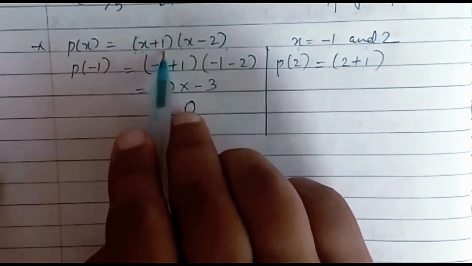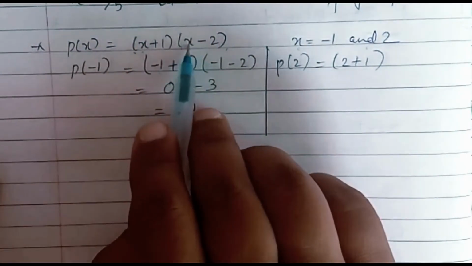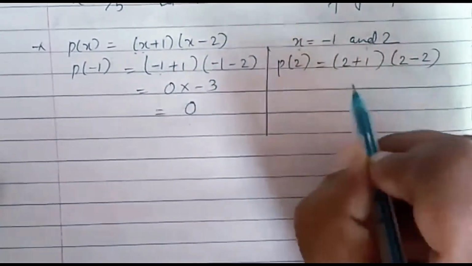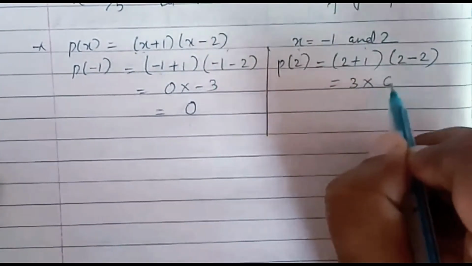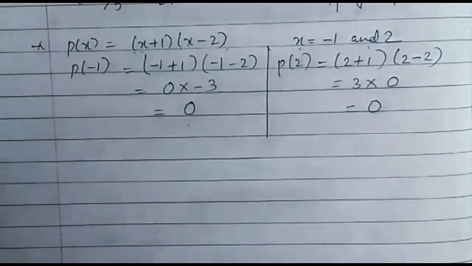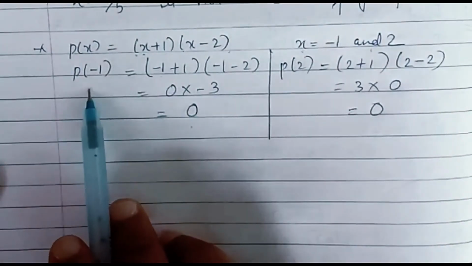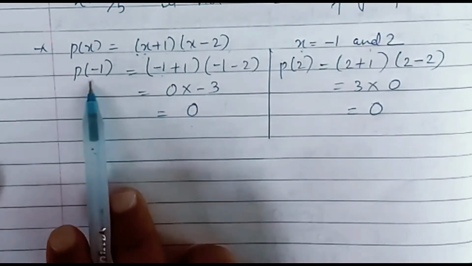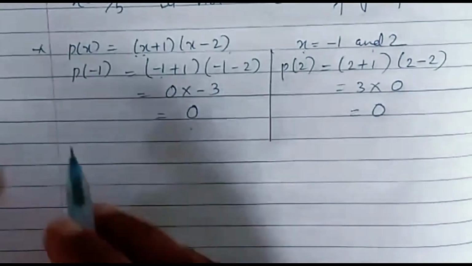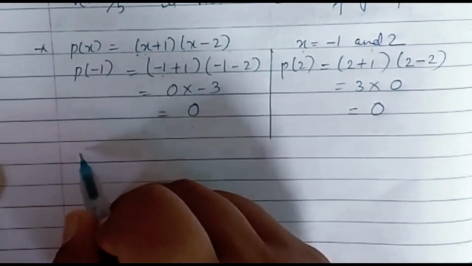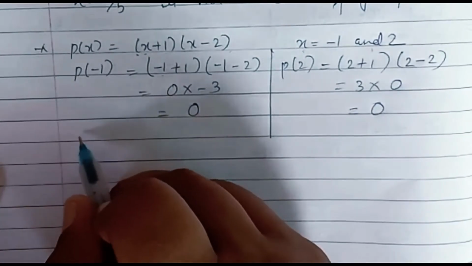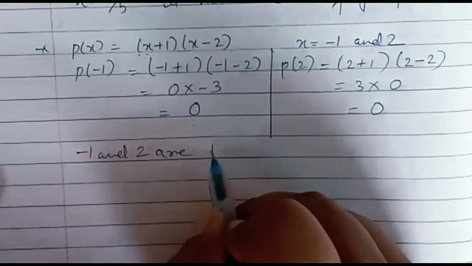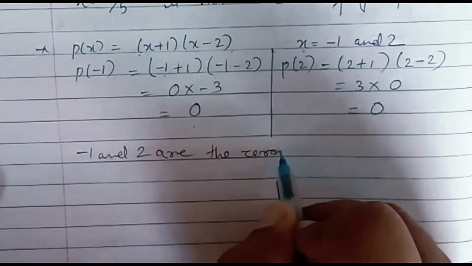Please see, in place of x plus 1 I have written 2 plus 1, and this will be 2 minus 2. In place of x you can write 2, so it will become 2 minus 2, which is 3 into 0, and again the answer is 0. So you can see at both the values -1 as well as 2 we have got the value of the polynomial to be 0. And if the value of the polynomial is 0, we can say -1 and 2 are the zeros of the given polynomial, right?